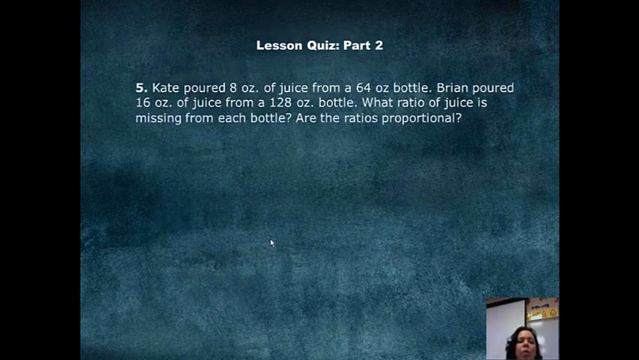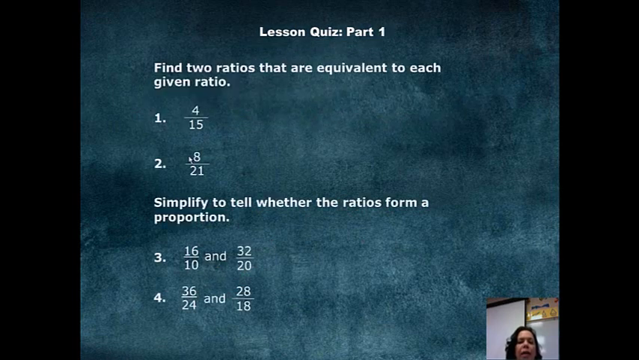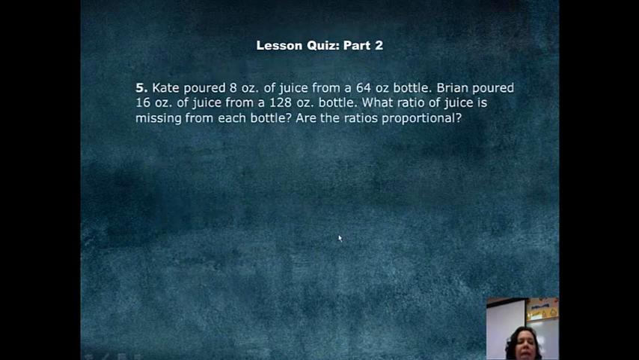And here's a word problem for you to compare. Remember, when you set up a proportion, make sure you set up what is the same, like what is being compared. So you need to read it and see what's being compared, equal it to what's being compared, reduce them both, and if they come to the same ratio, then they are proportional.